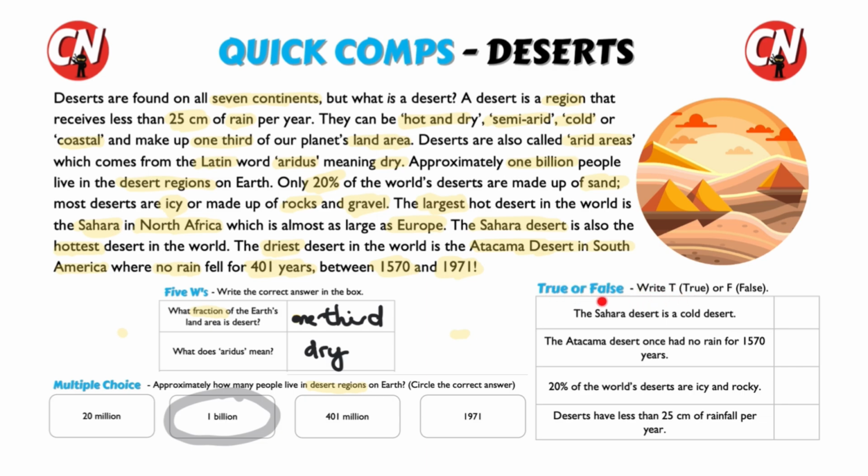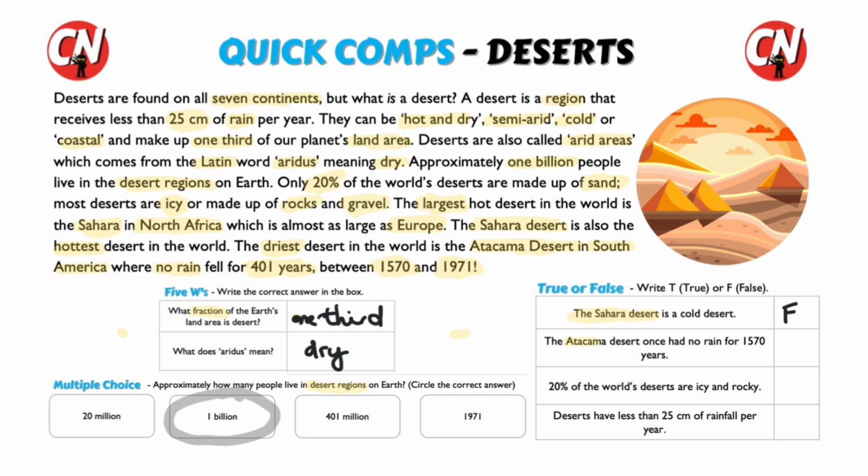So you can see very quickly how we're finding information quickly. True or false. So I'm trying to prove whether these statements are true or false. The Sahara Desert is a cold desert. So the key information is Sahara Desert. So where does it say the Sahara Desert? I think it actually says it twice in the text, but I can spot it straight away. It says there Sahara and Sahara Desert. The Sahara Desert is also the hottest desert. So that is false. So again, you can really quickly see how I'm moving through these questions very, very quickly, and I'm not guessing. I'm just using the key information.